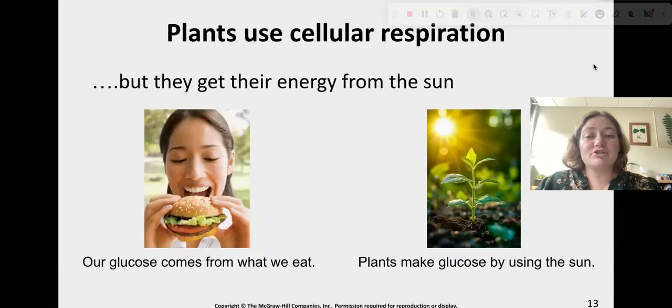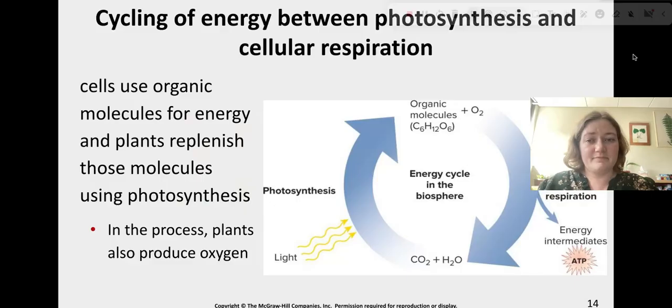All right, so it's important to note that plants use cellular respiration, right? But they get their energy source from the sun, right? So when we're thinking about cellular respiration, our glucose comes from what we eat. But in plants, the glucose that the plants have obtained has come by using the sun, right? So we still have glucose. We're still going through cellular respiration in the same manner, whether we're a plant or an animal, right? But where the glucose is coming from differs. All right, so this is where photosynthesis comes into play.